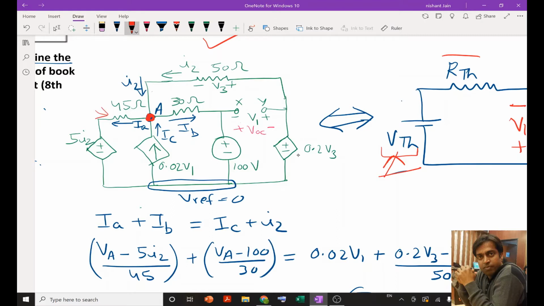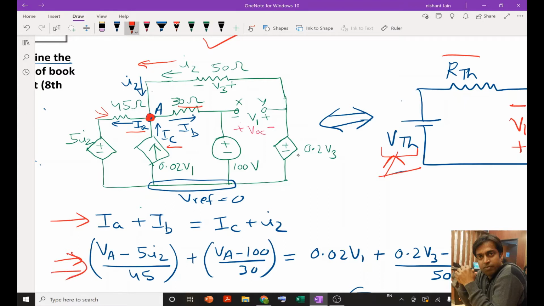Let the current be IA flowing away from the node. Let the current flowing through this 30 ohm be IB flowing away from node A. Current I2, as given in the circuit, is flowing towards node A, and this dependent current source, let it be IC, is flowing into node A. If I apply KCL at node A, I will get this equation, and substituting the values of IA, IB, IC and I2, I will get this equation.